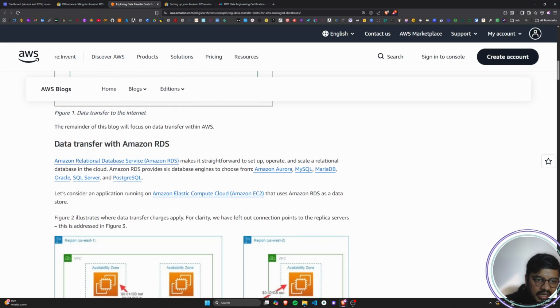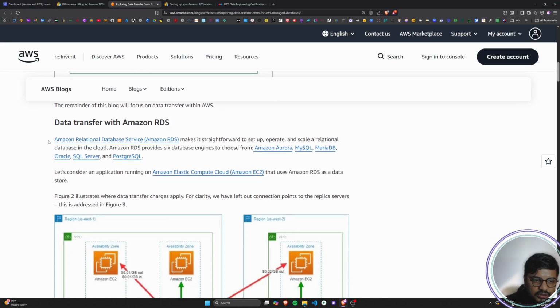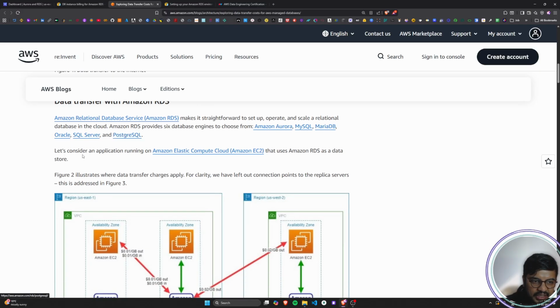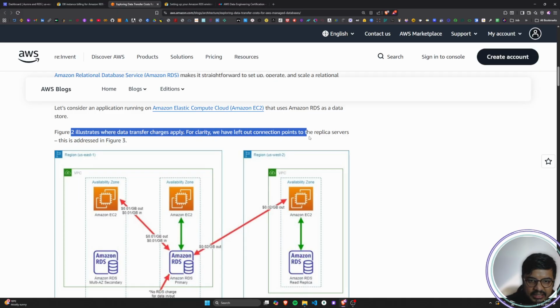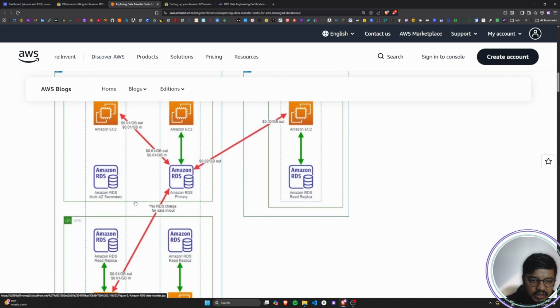Now data transfer with Amazon RDS. Amazon Relational Database Service makes it straightforward to set up, operate and scale a relational database in the cloud. Amazon RDS provides 6 database engines to choose from: Amazon Aurora, MySQL, MariaDB, Oracle, SQL Server and Postgres. Let's consider an application running on Amazon EC2 that uses Amazon RDS as a data store. Figure 2 illustrates where data transfer charges apply. For clarity, we have left out the connection points to the replica servers.